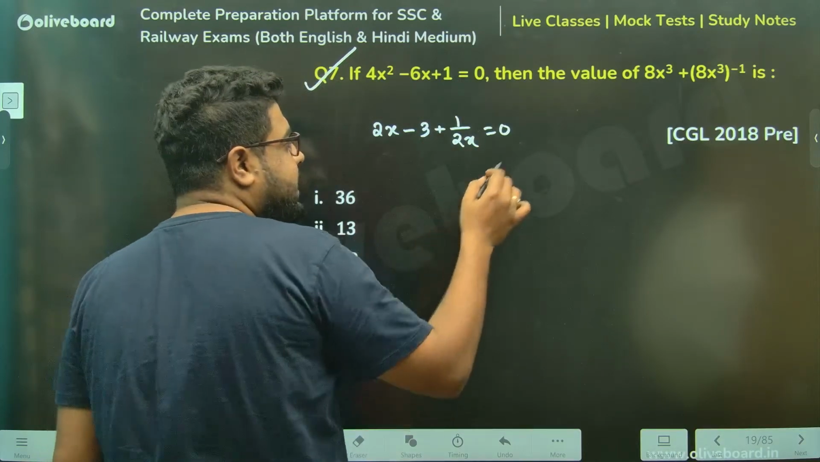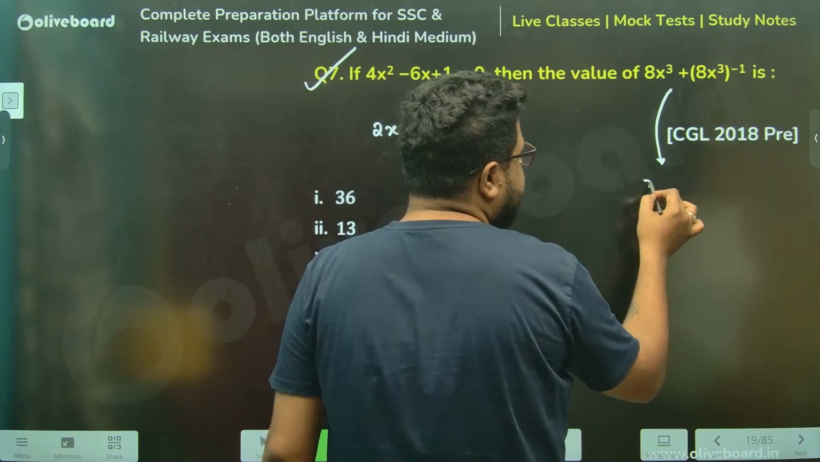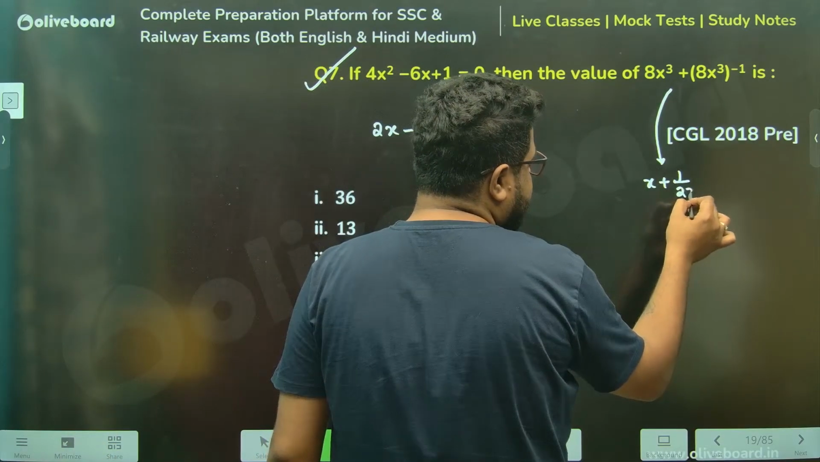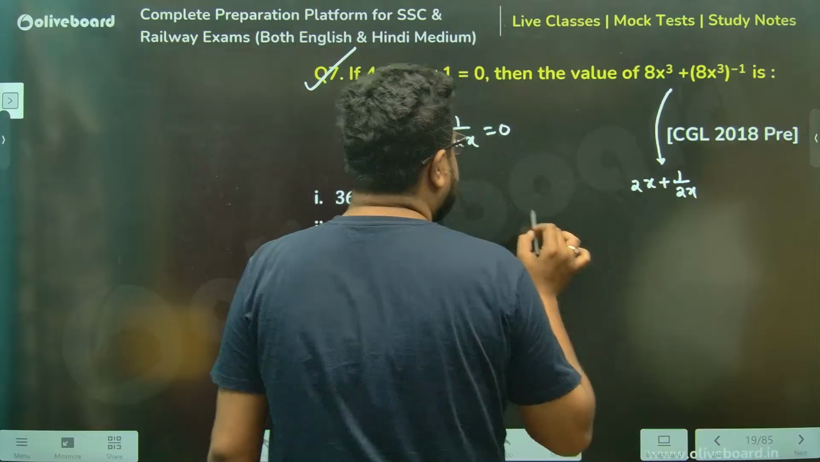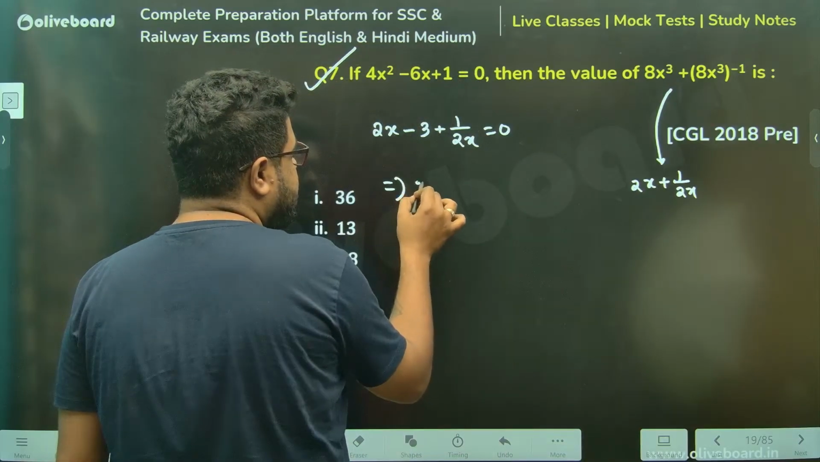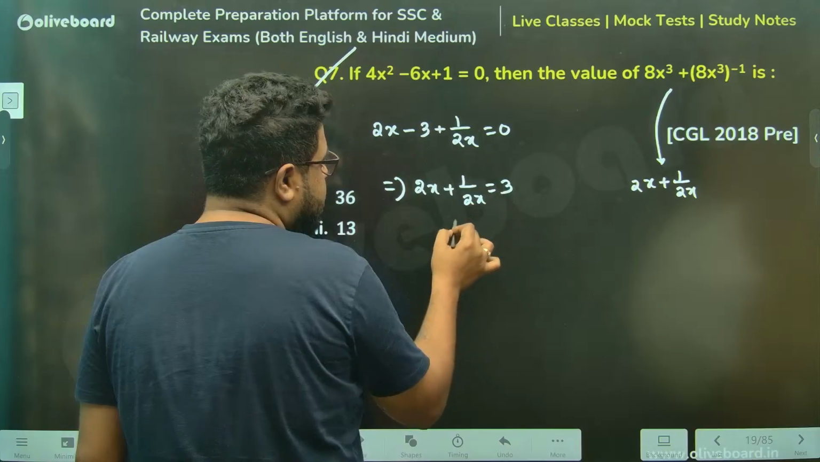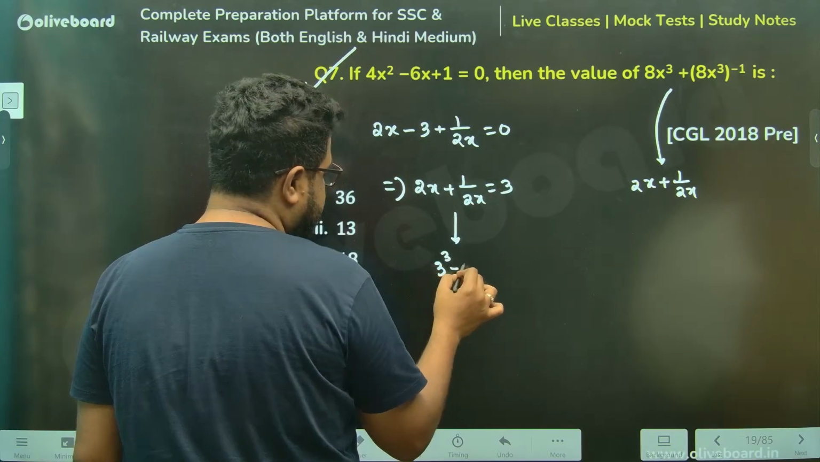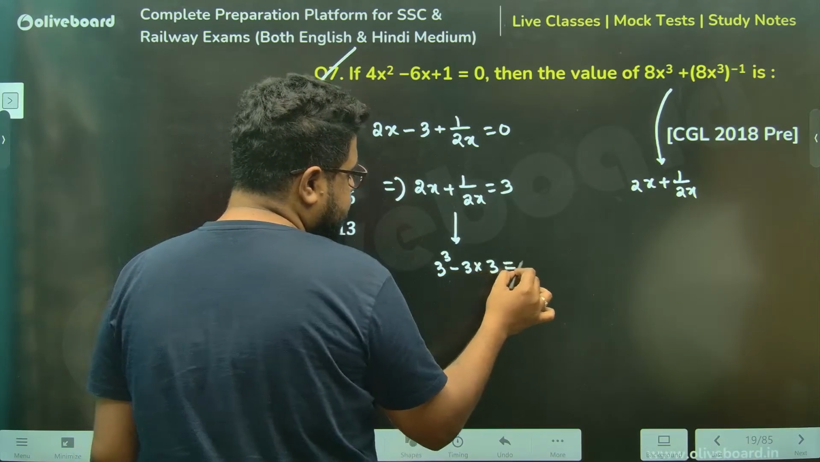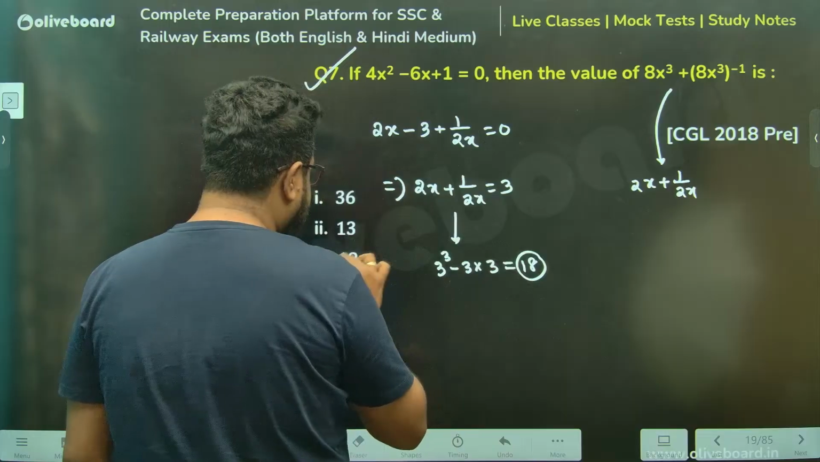Why? Because I can see the raw material here will be 2x plus 1 by 2x. That's why I've done it like this. 2x plus 1 by 2x is equal to 3. Direct, p cube minus 3p. 18 is the answer.